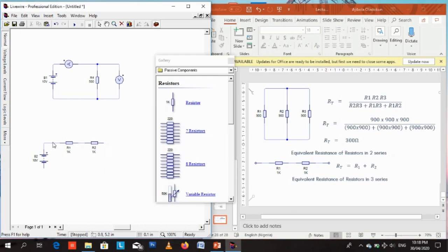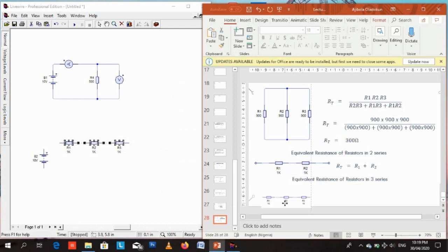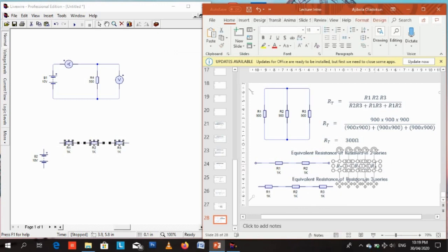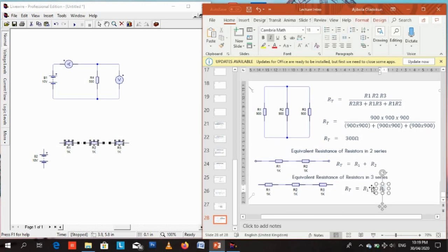So let's go for the equivalent resistance of three resistors in series. If I add a third resistor R3, I rotate it and connect it to R2. I can move this. Let me highlight all three of them, copy and paste. So this is three resistors in series. I hope you're able to distinguish between how to connect resistors in series and in parallel. These are three resistors connected in series. Remember, one end to the other end, just like having a bridge connection.